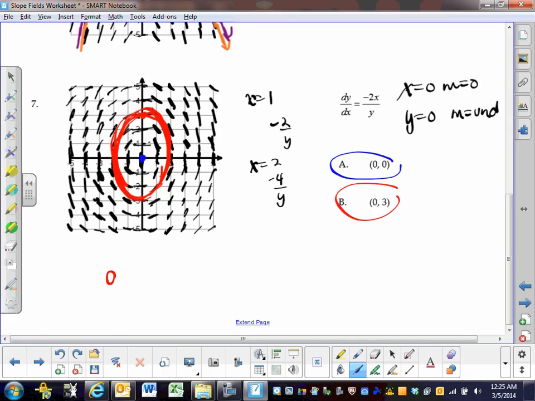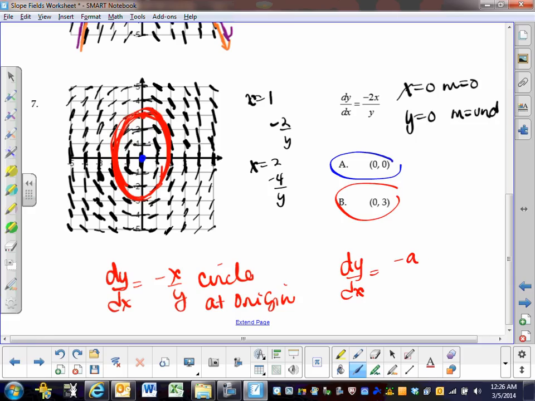So notice if we have dy dx is negative x over y, we always had a circle at the origin. But if we have dy dx is equal to negative ax over by, where a and b are different, we end up with an ellipse that is centered also at the origin.